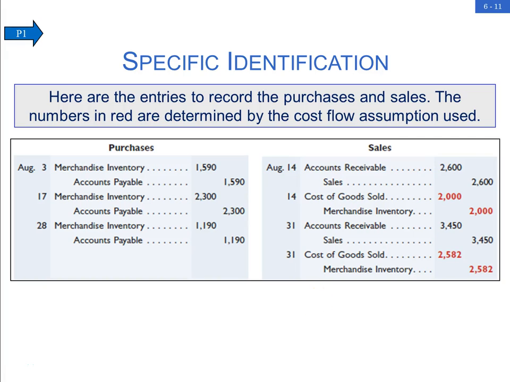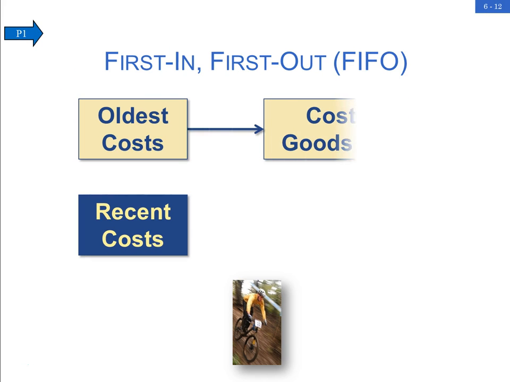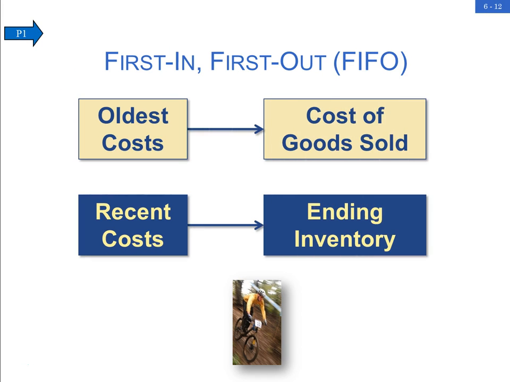This is part 2 of chapter 6. So let's get going with the actual accounting inventory flow assumptions. First one we're going to deal with is first in, first out.